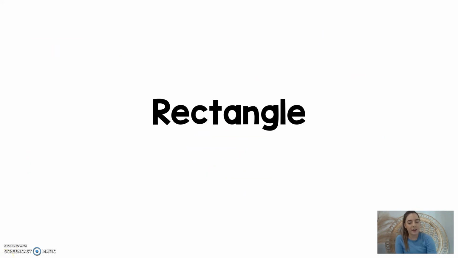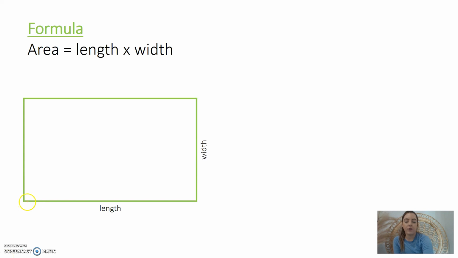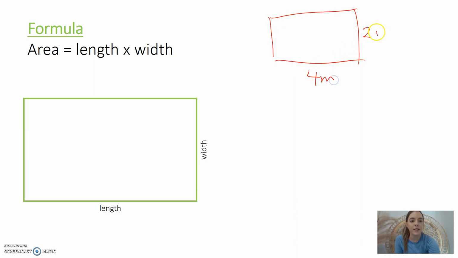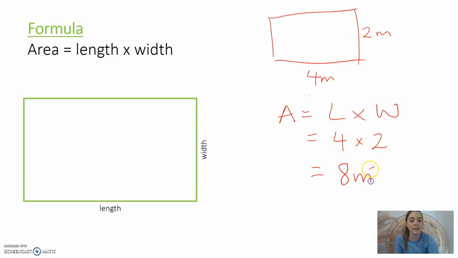Our next shape is a rectangle. So similar to a square, except for we have 2 lengths the same and 2 lengths the same. And our formula for a rectangle is area equals length times width. So if we had our rectangle over here and say it was 4 and 2 meters, we're going to do area equals length times width. So the length is 4 and the width is 2. So we do 4 times 2, which is 8 meters squared.